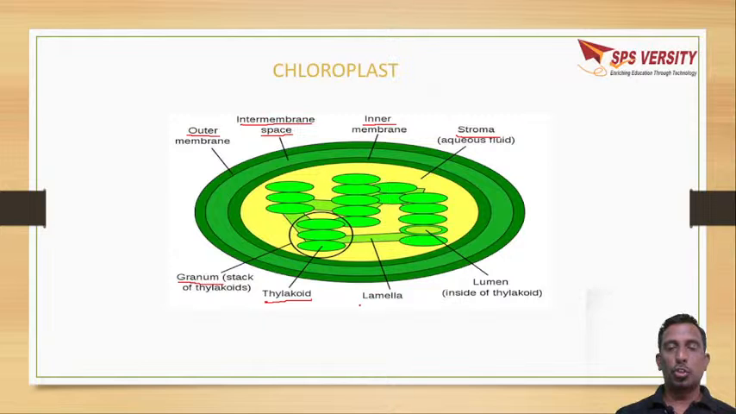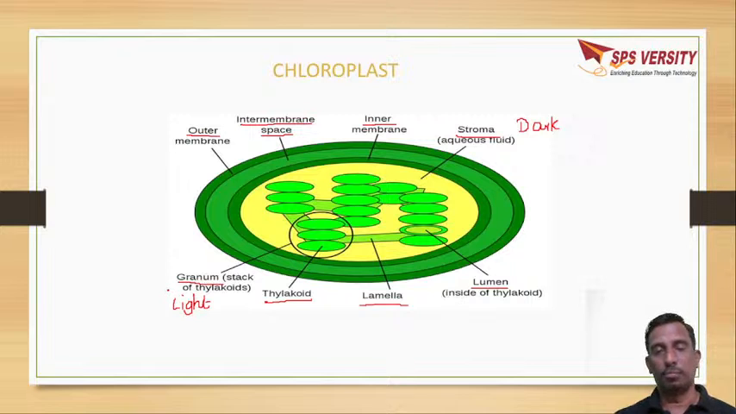Grana are connected by stroma lamellae. And inside the thylakoid there is a space that is called lumen. In the stroma, along with the thylakoids and grana, there is DNA and 70S ribosomes also. So chloroplast is a self-replicating cell organelle. It has DNA and ribosomes, so it is called a self-duplicating cell organelle like mitochondria. So dark reaction takes place in stroma and light reaction in grana. So light reaction takes place in granum and dark reaction takes place in stroma.